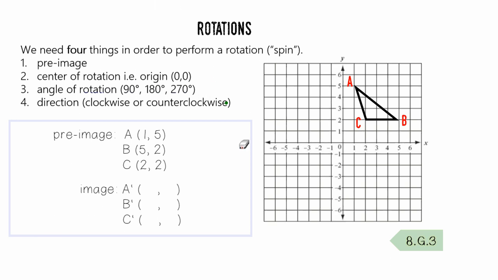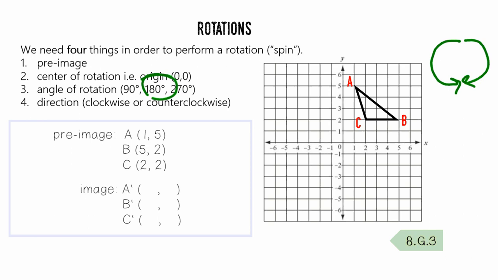The final thing that I need in order to do a rotation is to be given a direction. I need to be told if I am rotating clockwise or counterclockwise. If I don't know this information, there are 2 different places I could land. Rotating 90 degrees clockwise puts me in a different location than rotating 90 degrees counterclockwise, except for one thing. If I rotate 180 degrees, 180 degrees is a half turn. So because it is a half turn, I do not have to be given a direction. If I rotate 180 degrees clockwise, I land in the same place as if I rotate 180 degrees counterclockwise.